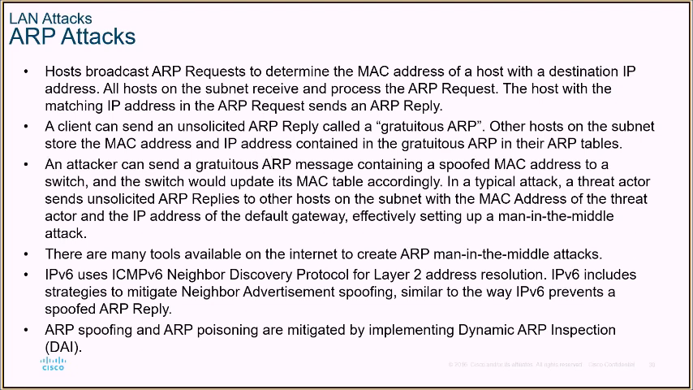IPv6 uses ICMP neighbor discovery protocol for layer 2 address resolution. It does have some strategies to mitigate neighbor address spoofing, similar to the way IPv6 prevents a spoofed ARP reply. ARP spoofing and ARP poisoning are mitigated by dynamic ARP inspection.